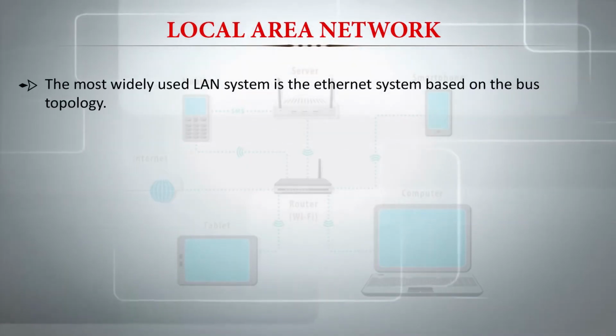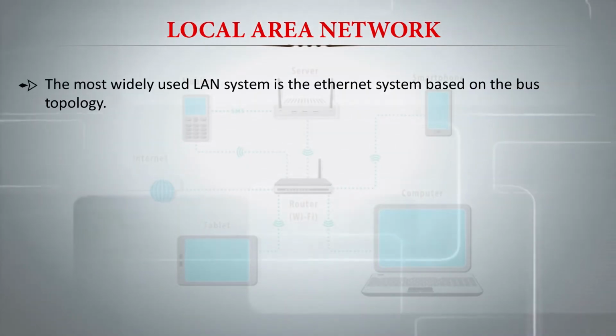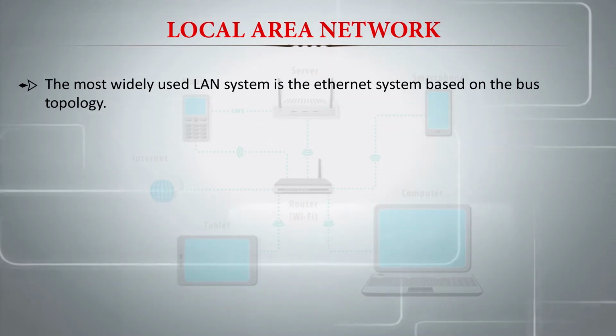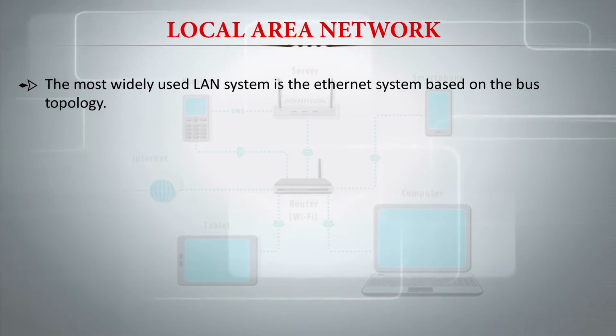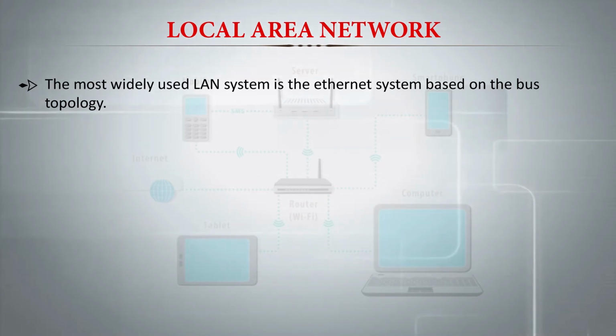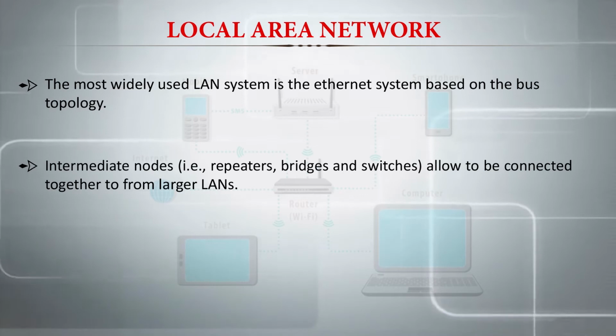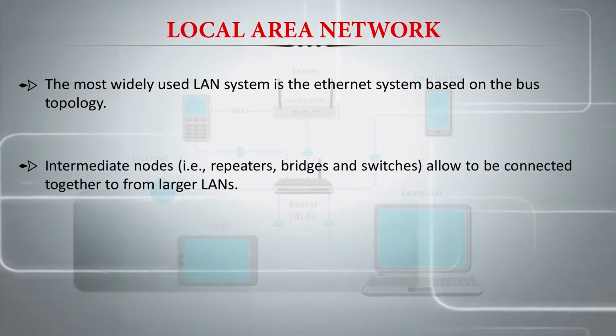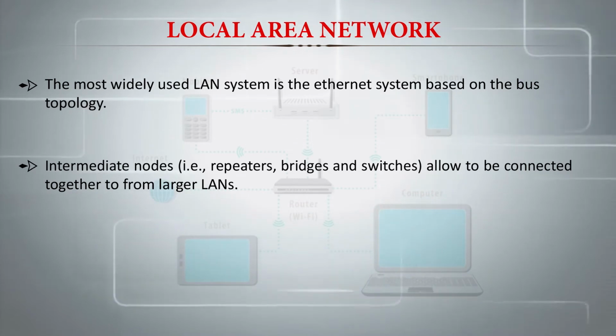But token ring can also be used for designing this. But now this has become a standard. Now Ethernet local area networks use the bus topology. The most widely used LAN system is the Ethernet system based on the bus topology. This is something important. Although the token ring came earlier than this, now this has become more standard. Intermediate nodes, that is repeaters, bridges and switches, are allowed to be connected together to form a larger LAN.